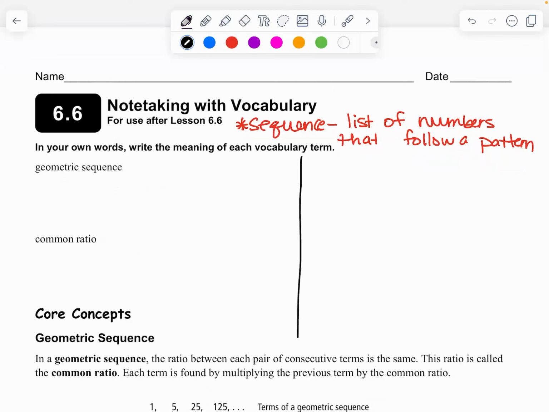Okay. So we have something called a geometric sequence and something called an arithmetic sequence.